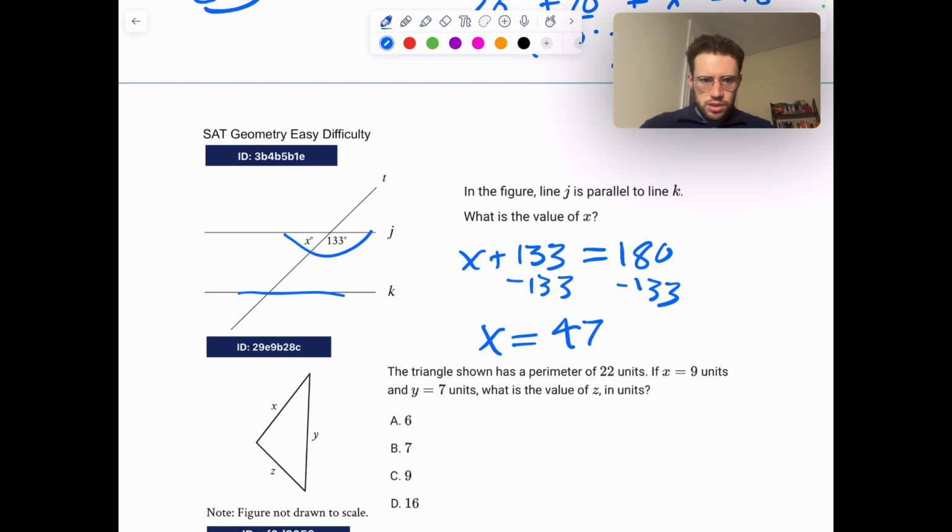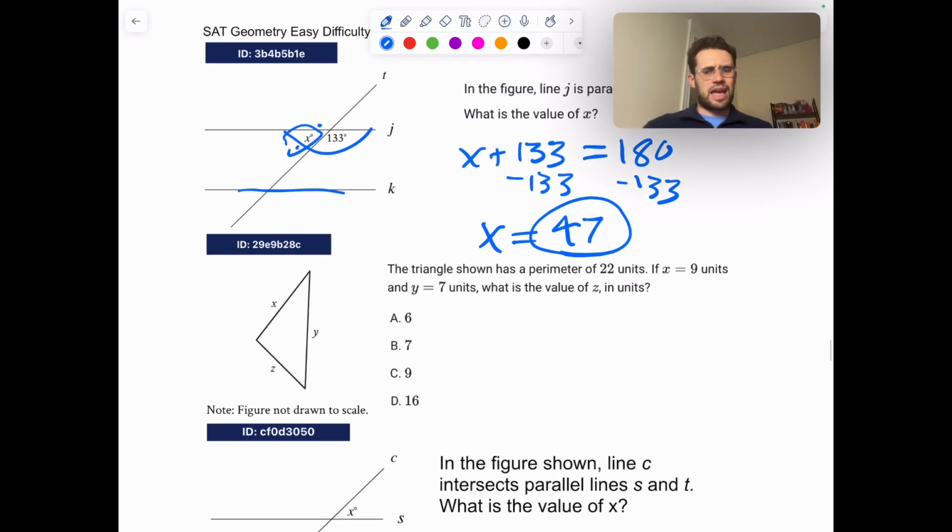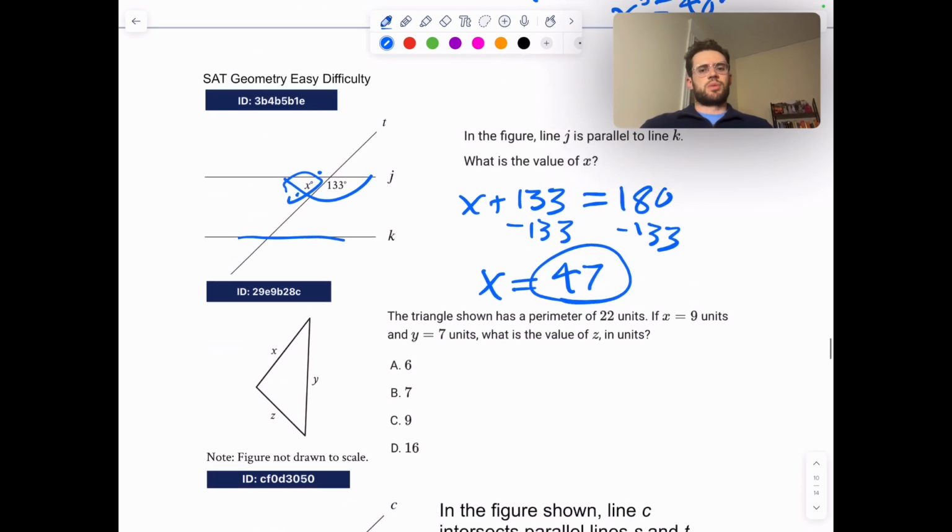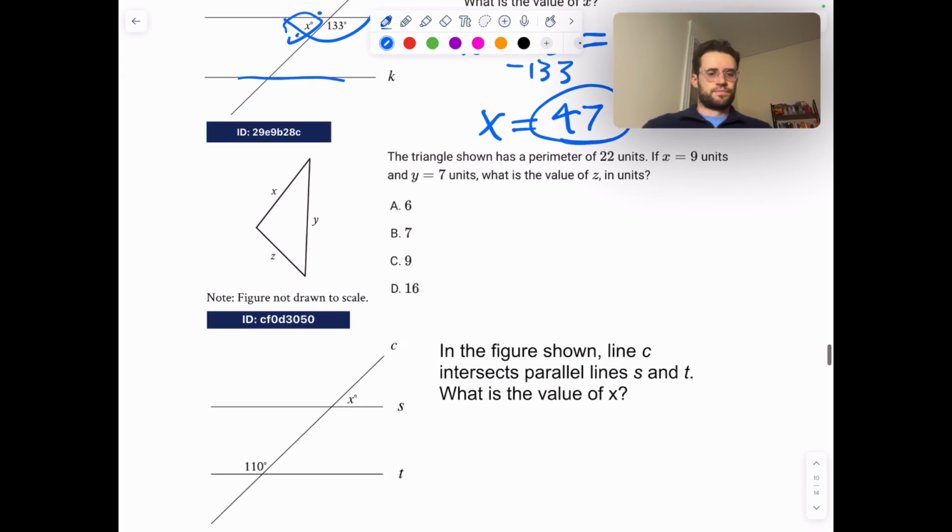What is the value of x? Again, it's x degrees, so the angle here is 47 degrees, but because they have the degree symbol there, x is just going to be 47. So that's all you'd have to bubble in. I don't think they ever have you bubble in a degree symbol or the unit. So just make sure that your units are correct is the main thing.